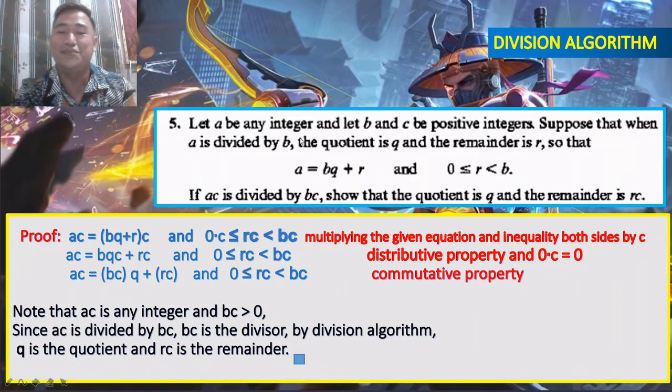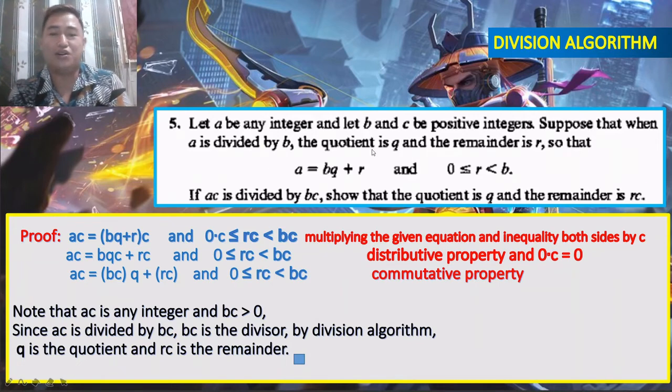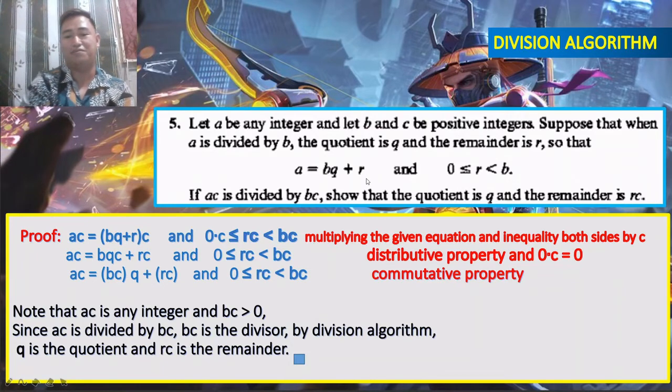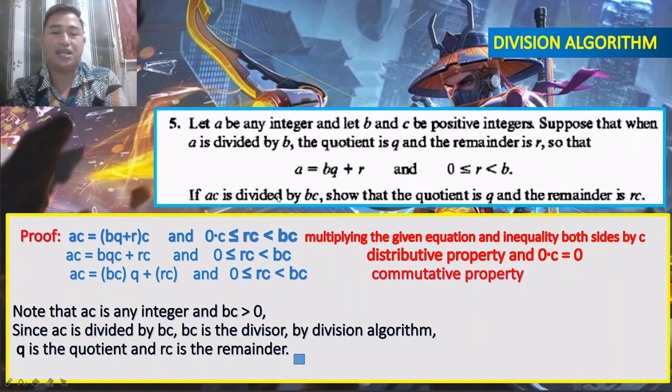Okay, joke lang. Let B and C be positive integers. Suppose that when A is divided by B, the quotient is Q and the remainder is R, so that A is equal to BQ plus R, and 0 is less than or equal to R less than B. Show that if AC is divided by BC, the quotient is Q and the remainder is RC.